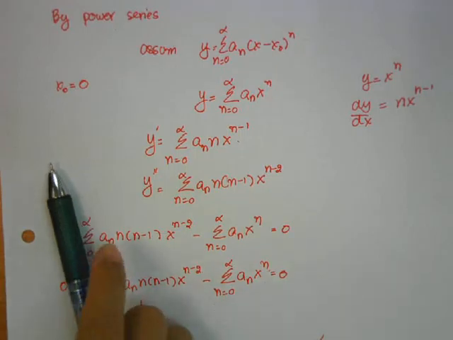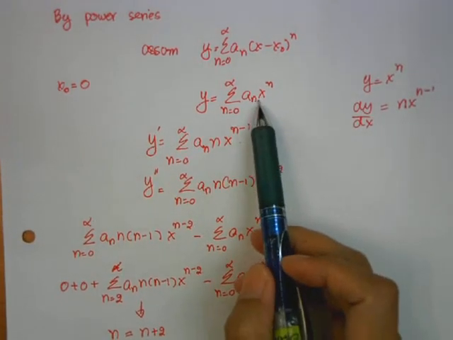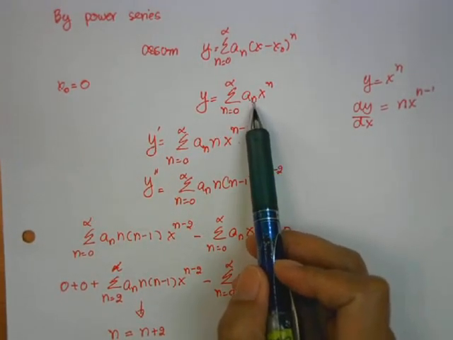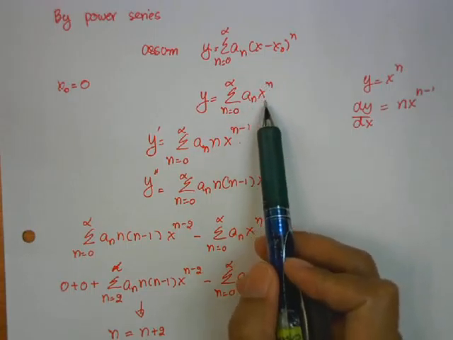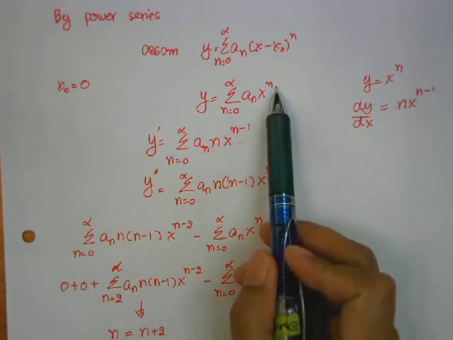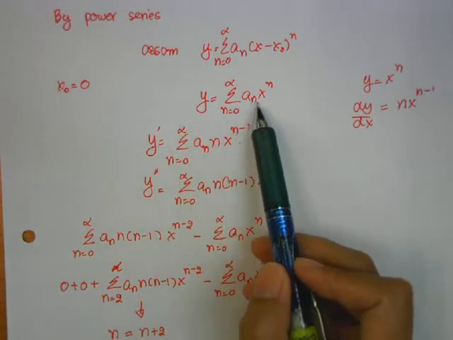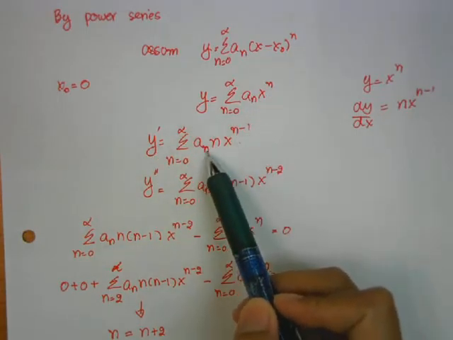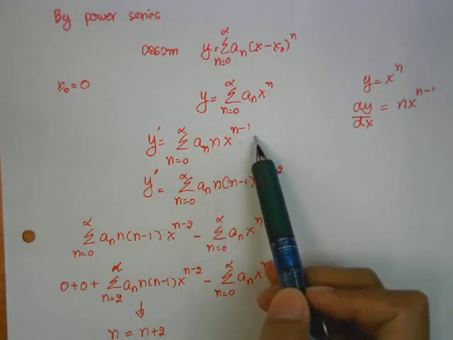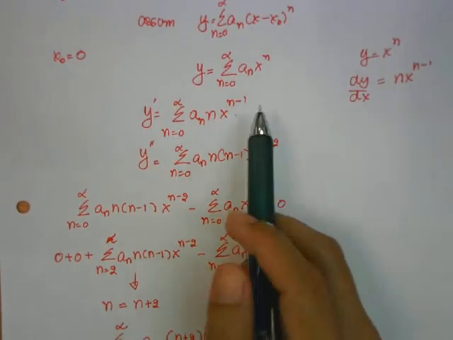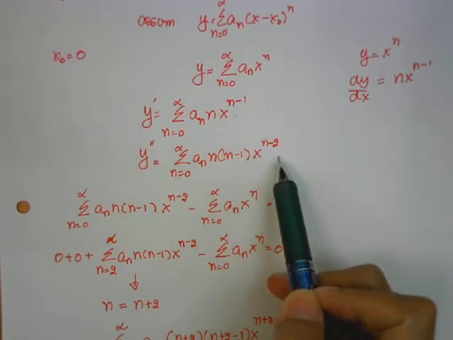Okay, so I do the first derivative of y. I would get, an is a constant, so you do the derivative and you would get n times x to the power n minus 1, right? Because you do the derivative of y with respect to x. So you would get an times n x to the power n minus 1.